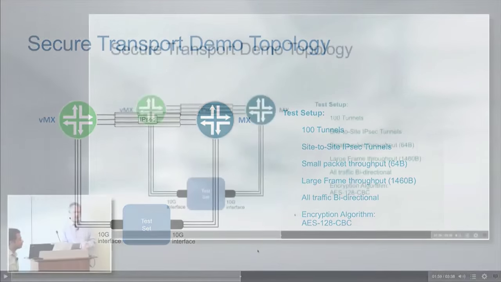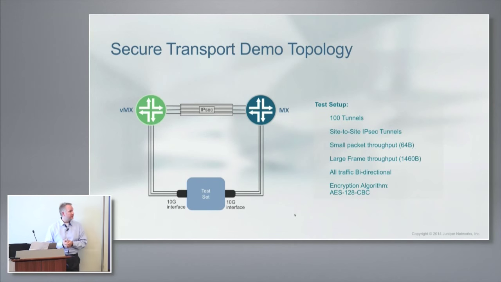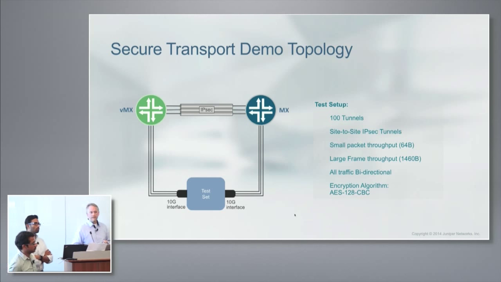Now, we are going to the IPsec, or secure transport mode. This is our site-to-site VPN feature that RF mentioned, and group VPN, but this is the site-to-site. So what we have is 100 tunnels on this one, and I'm going to show small packet and large packet throughput. All traffic is bidirectional, and we're using AES encryption, AES-128 in this case. That's what we'll be supporting. AES is what we're supporting with IPsec, correct? Yep. We can do 3DES as well, yes. But it's lower performance because Intel offers acceleration using AES.